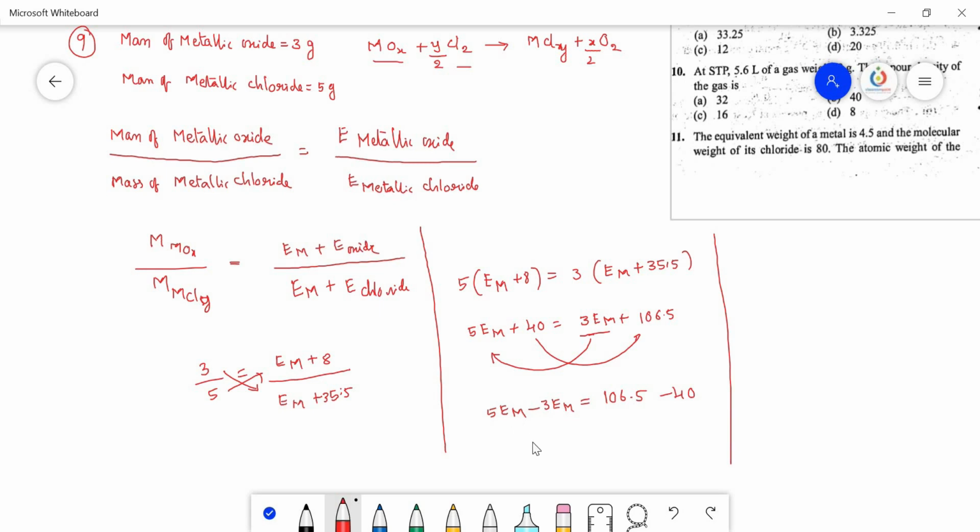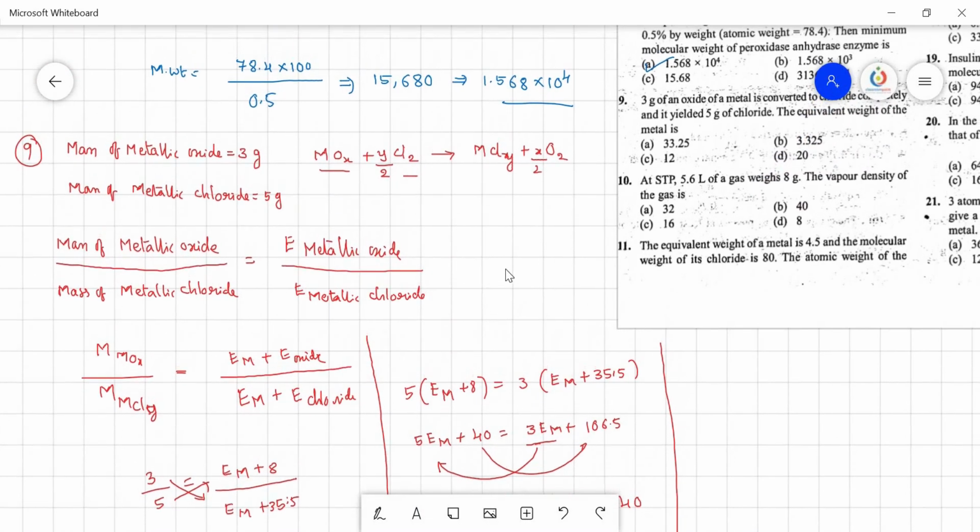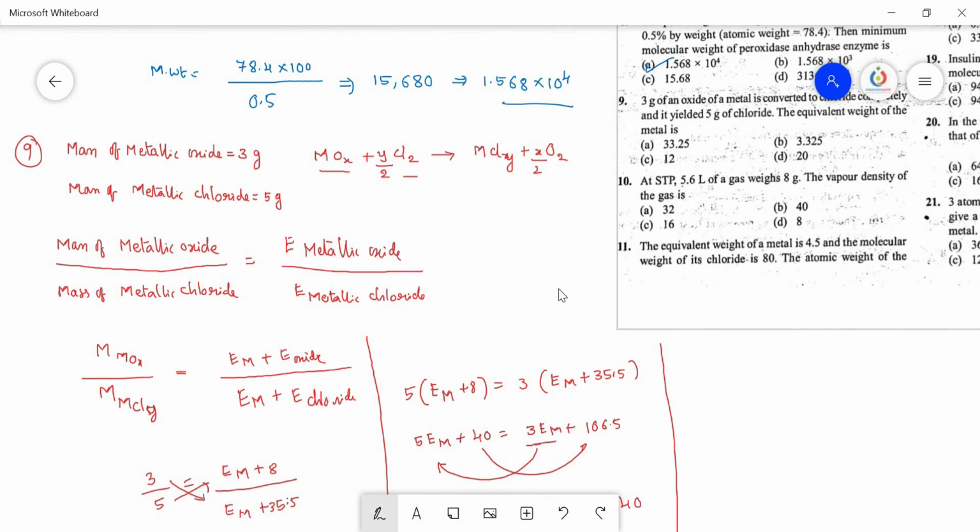So here you will have the 2 equivalent mass. This is 66.5. So equivalent mass of the metal equals 66.5 divided by 2, that equals 33.25. This is the answer for 9th question. 33.25. Option A is correct.